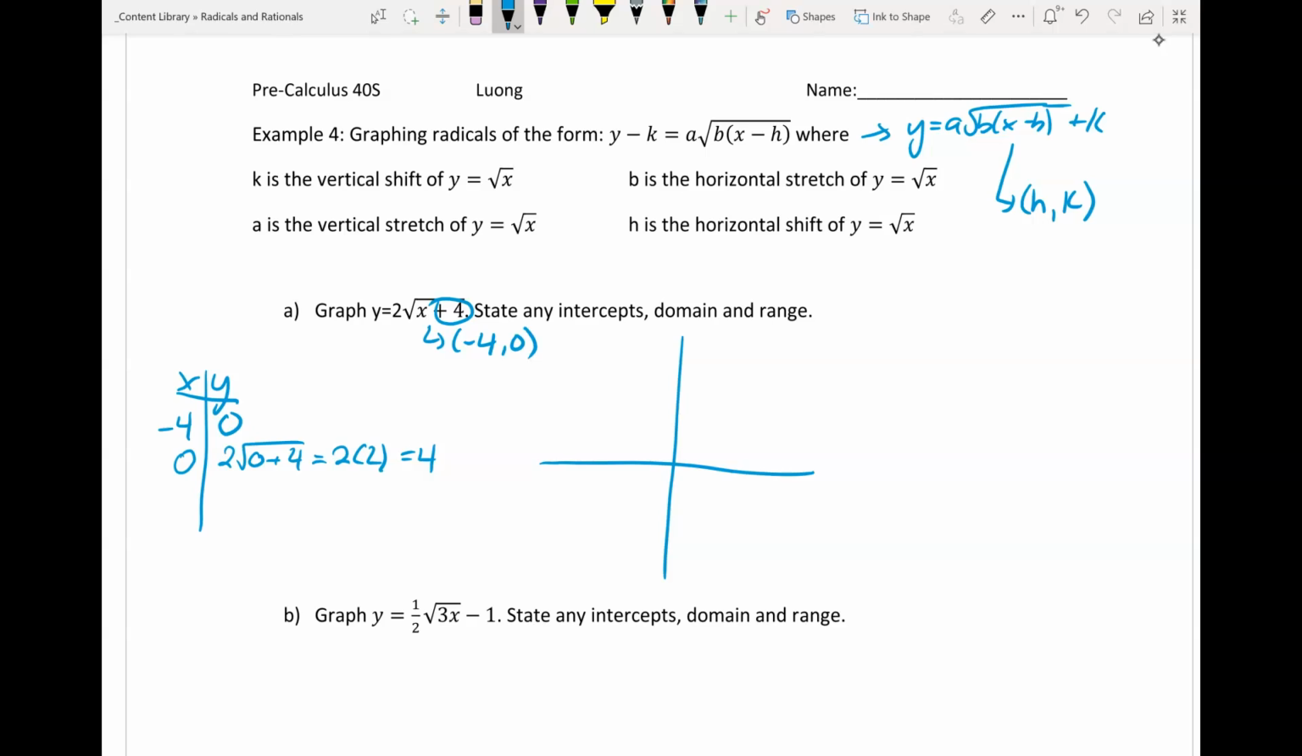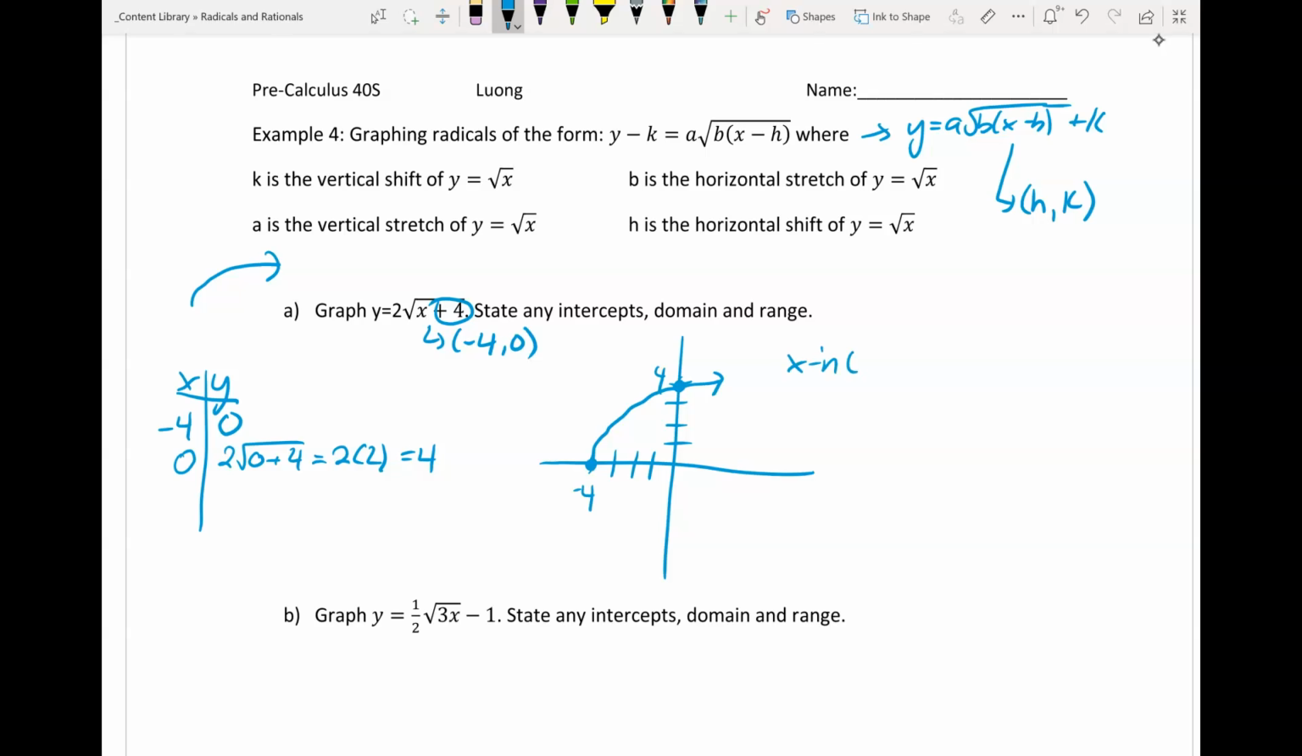Now we're going to go ahead and graph this. So we have a point at (-4, 0). That is our starting point. Then we have a point at (0, 4). Remember that the shape of a radical always looks like this, kind of like a parabola on its side but cut in half. And (-4, 0) was our starting point. So I'm going to start from here, then connect to the other point in a similar shape, go a little further, and put an arrowhead. So that is our graph.